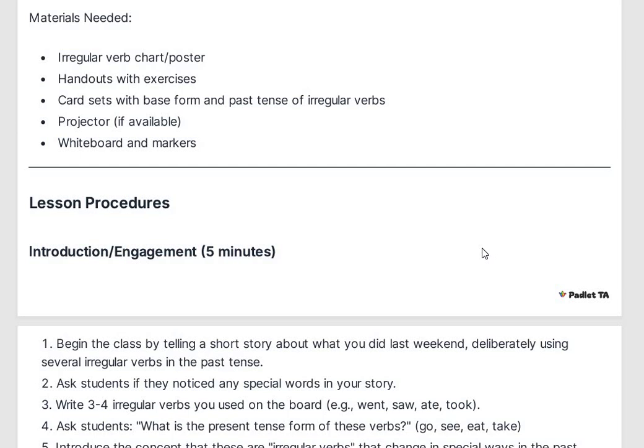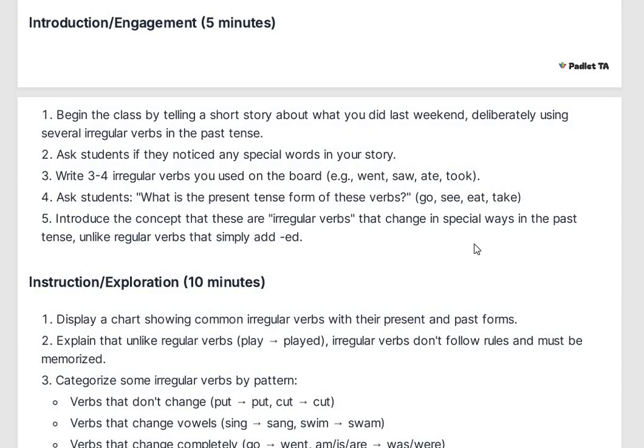Lesson procedures. Introduction 5 minutes. Begin the class by telling a short story about what you did last weekend, deliberately using several irregular verbs in the past tense. Ask students if they noticed any special words in your story. Write 3-4 irregular verbs you used on the board.